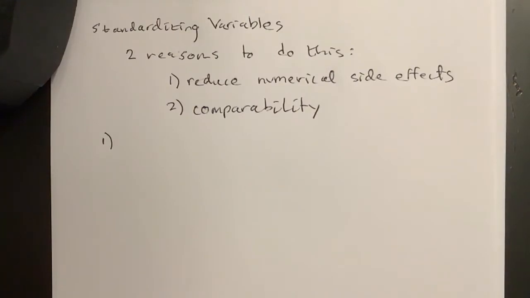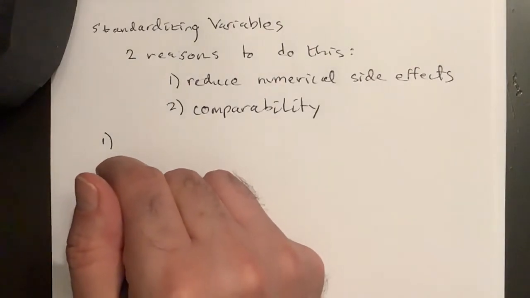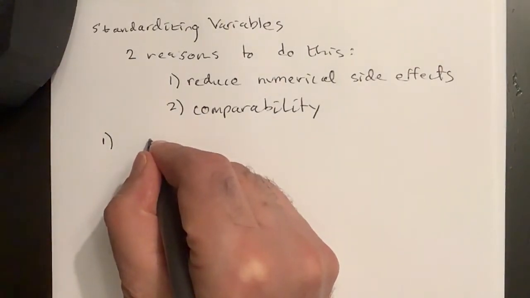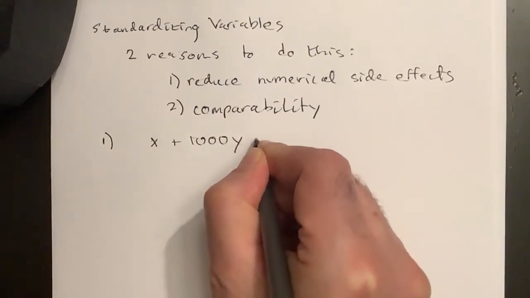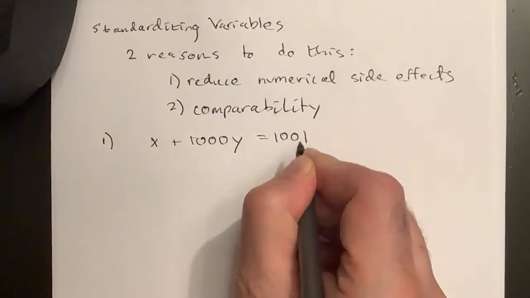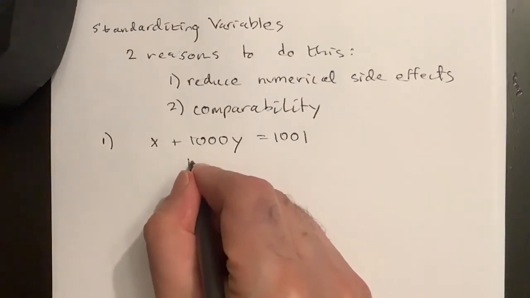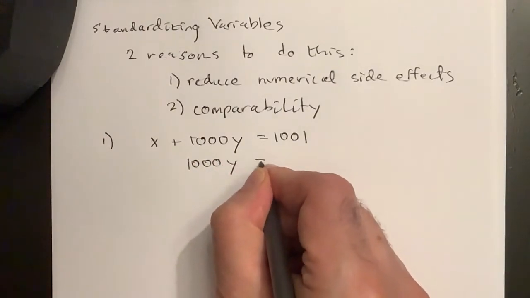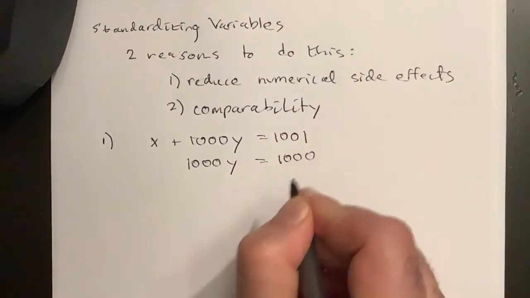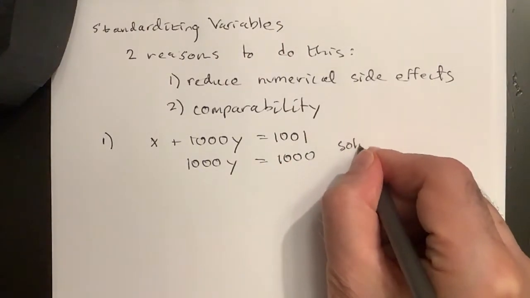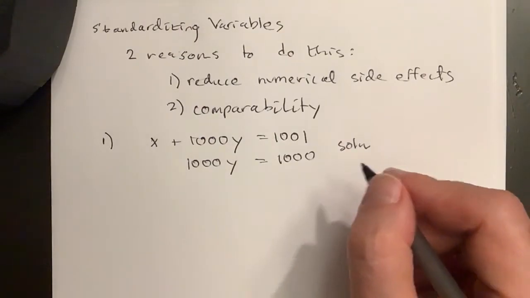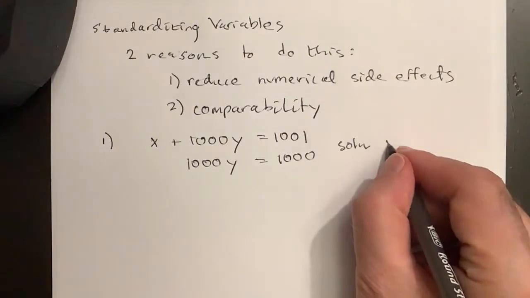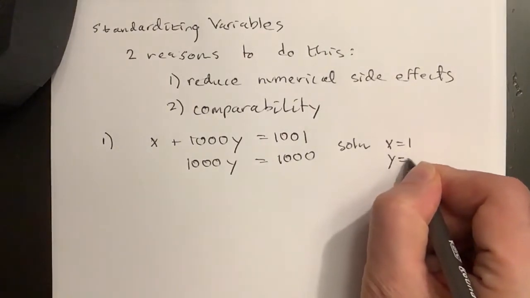And even a 10 by 10 matrix could have side effects. So here's an example of side effects. Suppose I have the system x plus 1,000 y equals 1,000, and y equals 1,000... well, then the solution, can you see the solution? y is 1, so x is 1. So x equals 1, y equals 1.